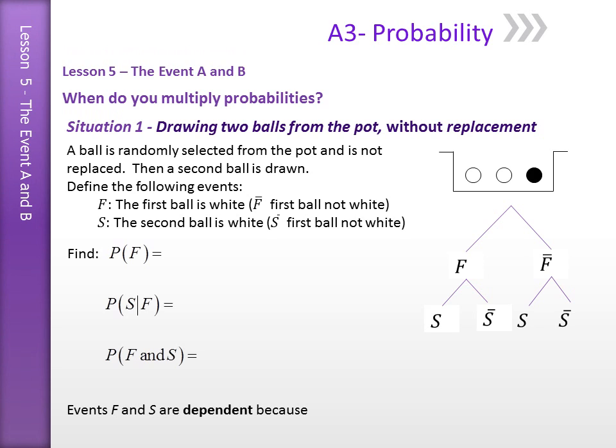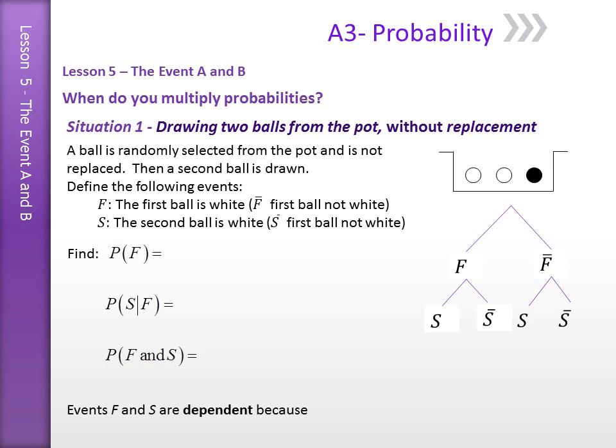Lesson 5. The event A and B. When do you multiply probabilities? Well, let's look at situation 1. Drawing 2 balls from the pot without replacement. So a ball is randomly selected from the pot and is not replaced. Then a second ball is drawn.